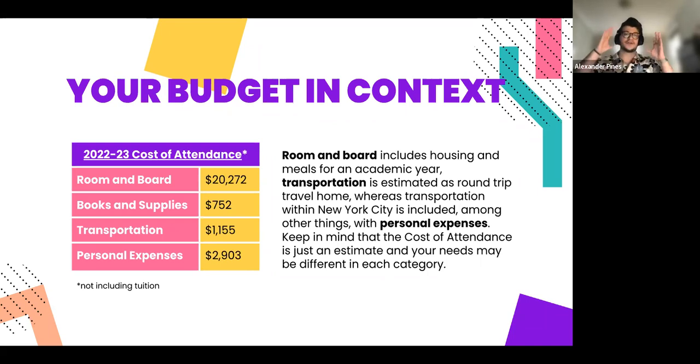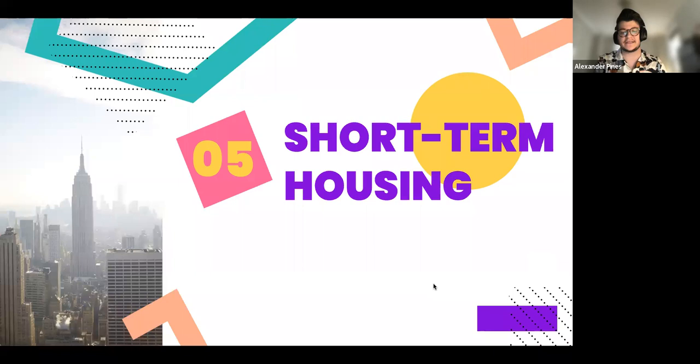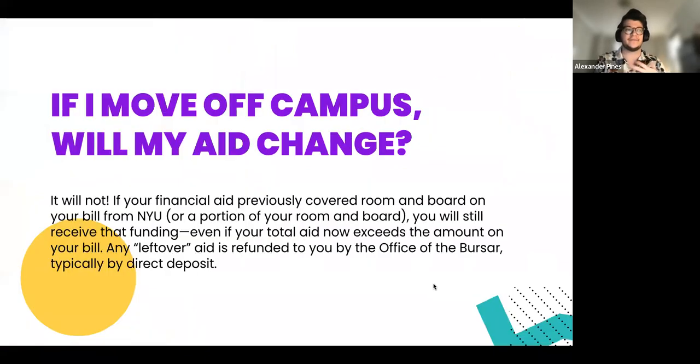So that's the larger context that you can put your food and your housing budget into. And I hope that this is helpful. This also does not include tuition, as you can see. So zooming back in and thinking specifically, hey, I have financial aid at NYU, I want to live off campus, will my aid change? It will not.